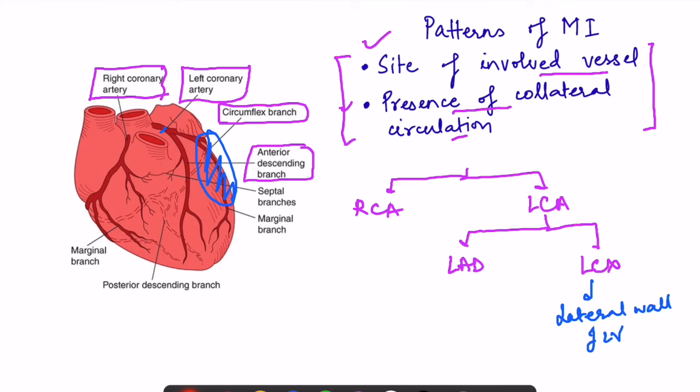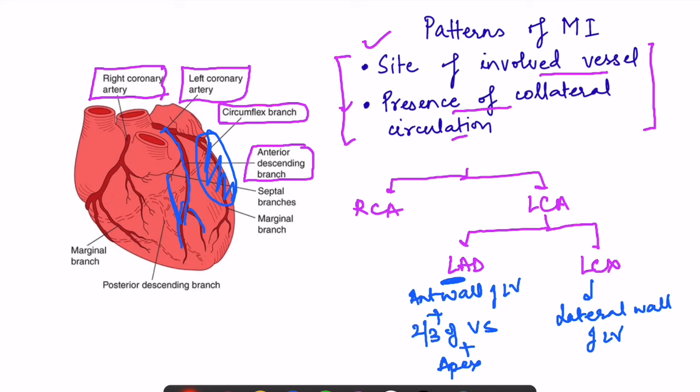The left anterior descending artery, you see it is coming anteriorly, so it is supplying the anterior wall of the left ventricle, plus it is supplying the anterior 2/3 of the ventricular septum, plus it also supplies the apex of the heart, right?